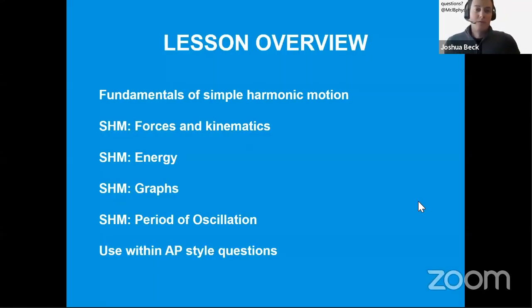Today we will be talking about simple harmonic motion. We are going to review some of the fundamentals. We'll talk about how that relates to forces. We'll also talk about how that relates to energy. We'll draw some graphs. If we've got some time, we'll look at the period of oscillation and then wrap up with some AP style questions.